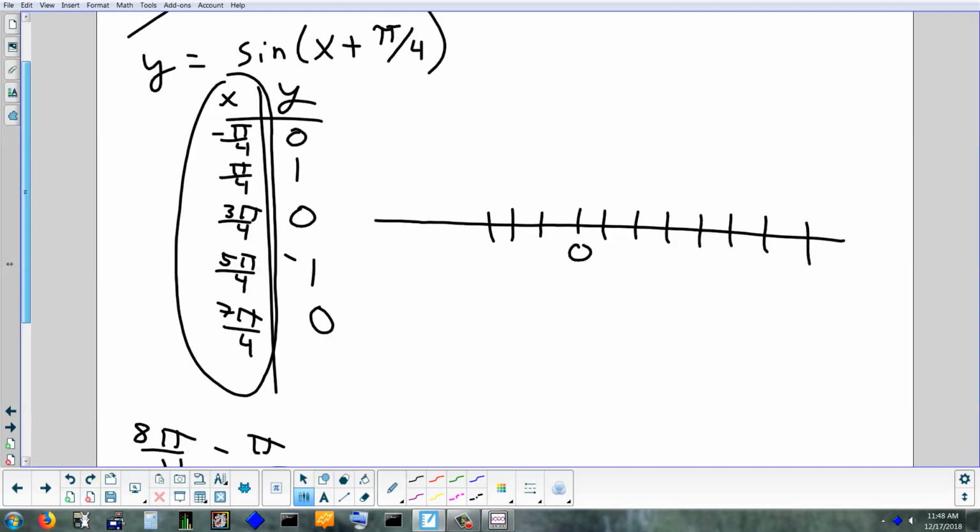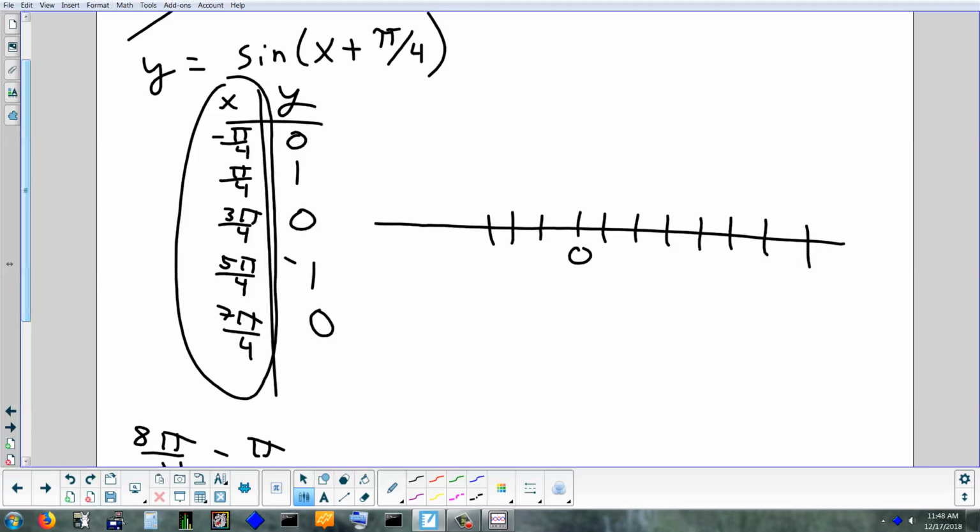Okay, I'm going to do these in degrees just so you can see something. That's negative 45, 45, 135, 225, 315. I just know them because I'm working with degrees and radians a lot. So let's put negative 45 right there. So this is 0. I'll make that a special color.